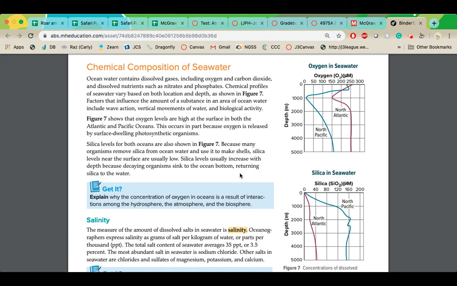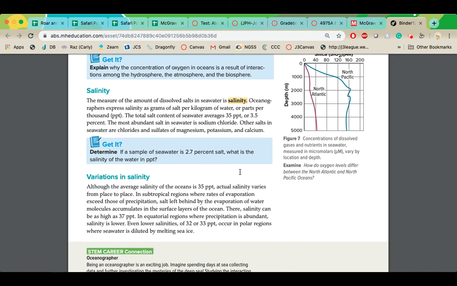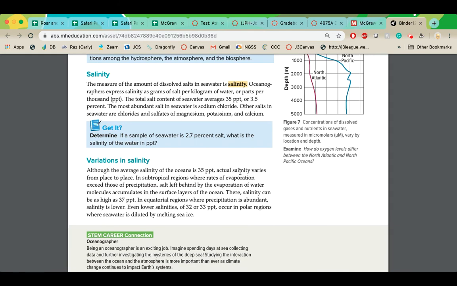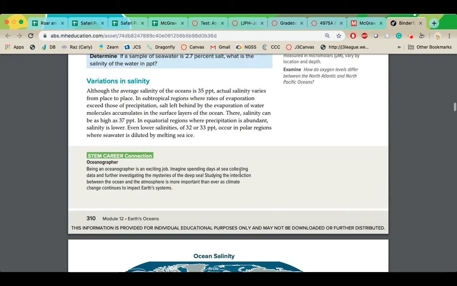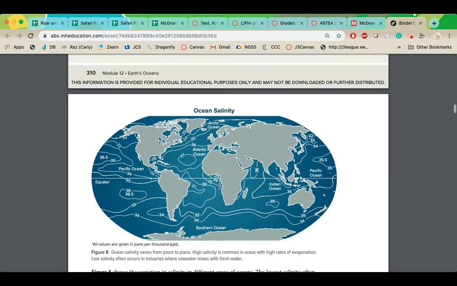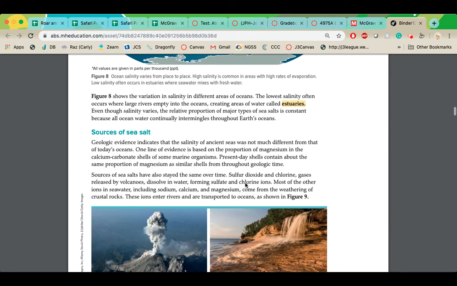Then saltier water: the colder the water is, the more salt that it can carry. So cold water carries a lot more salt than warm water. And in our very cold Pacific Ocean, we tend to carry a lot of salt, because our water tends to be very cold.